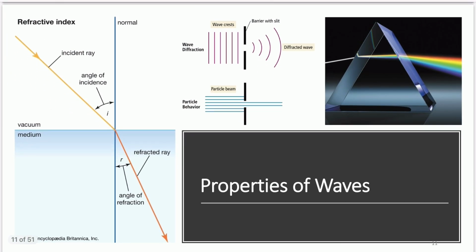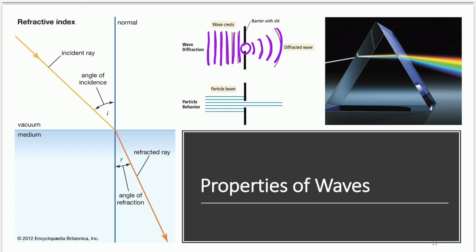We also have refraction and trajectory of particles that we need to talk about. So we talked about this wave diffraction. These waves are coming through from some type of wave source. They go through a slit, and we've got your diffracted wave.